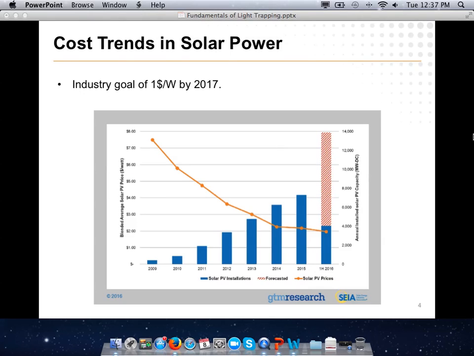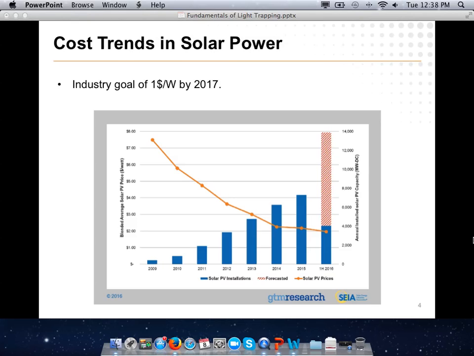So a lot of what we're going to talk about is just the economics and technical difficulties with making solar cells cheap. So the industry goal, it's fun actually giving this lecture every year because about 2012 or so, there was this big goal where the industry wanted to get $1 per watt of solar energy cost by 2017. And 4 years later, they're actually getting very close to that.